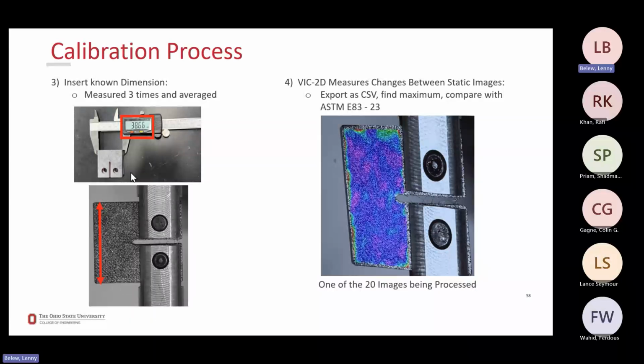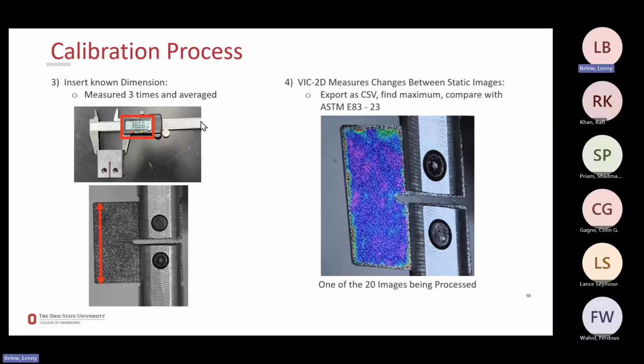So we decided to use this vertical distance here, and we measured this 3 different times and then averaged them. And you can see here our value was 38.66. I think after averaging, it ended up being about 38.67.